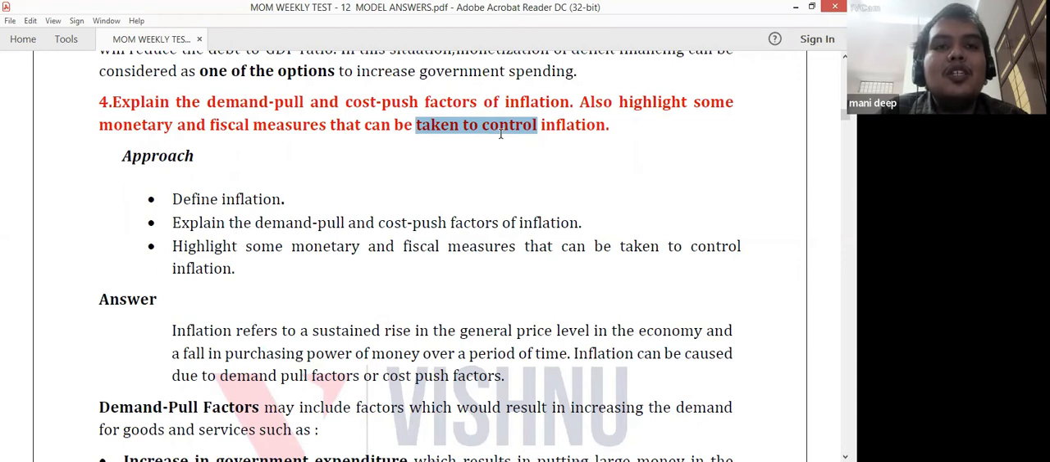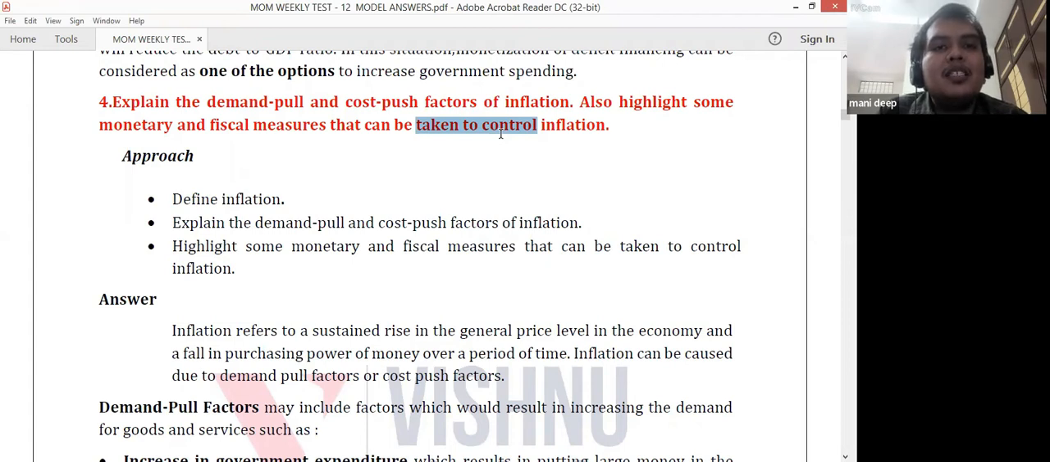So this is also cost push inflation. Whenever the cost of the factors of production increases, then the final product price also increases. This is cost push inflation. The second part of the question is regarding demand pull. In demand pull inflation, when you have a large amount of money in the hands of people, then the demand increases. So due to this demand, the price of the product will increase.